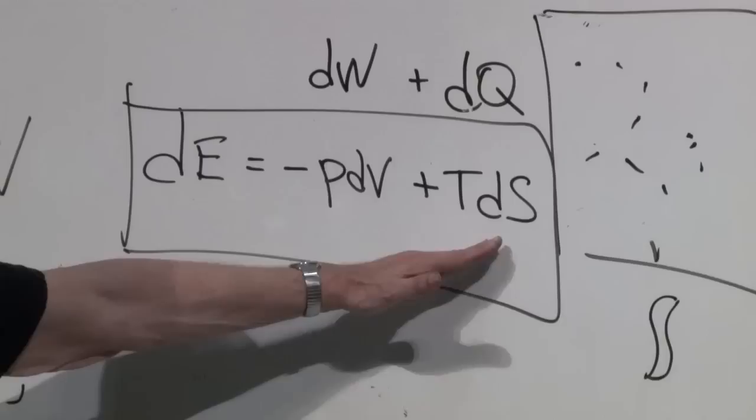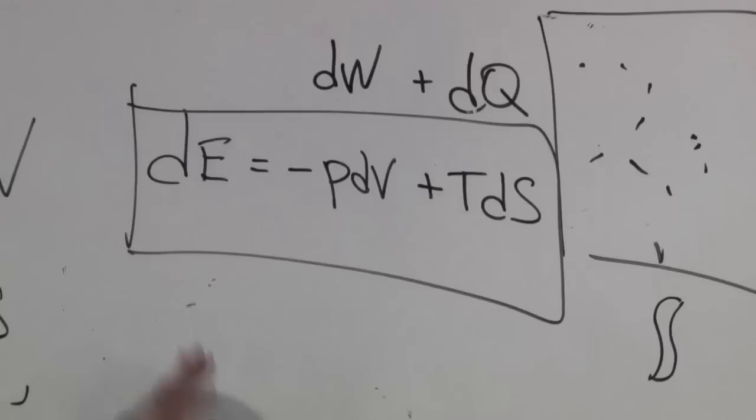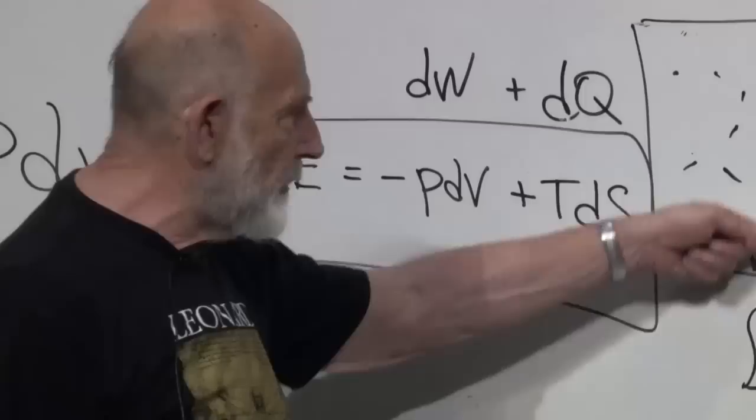And this is the definition of heat. This is the definition of the heat that you put in, TdS. You change the energy by changing the entropy. That's an irreversible change. It could correspond to just dumping some heat in. This corresponds to changing the energy.